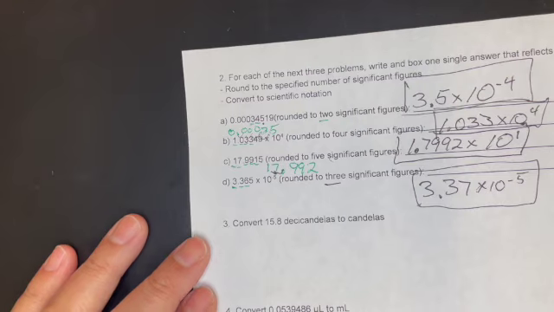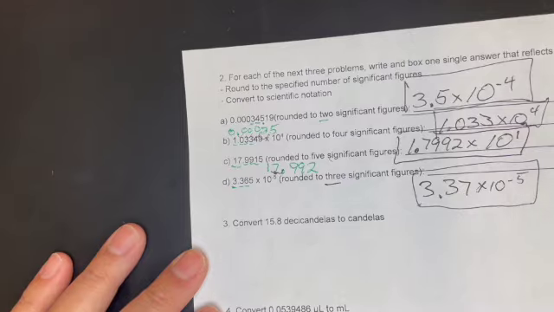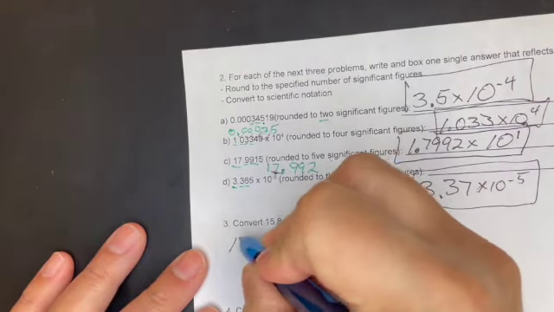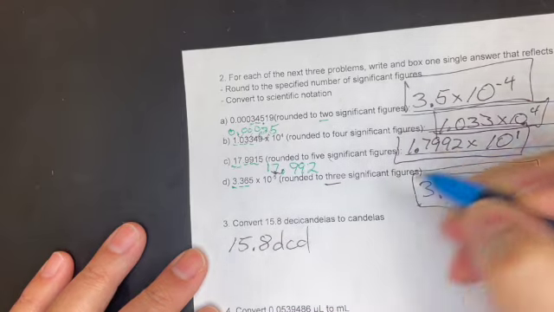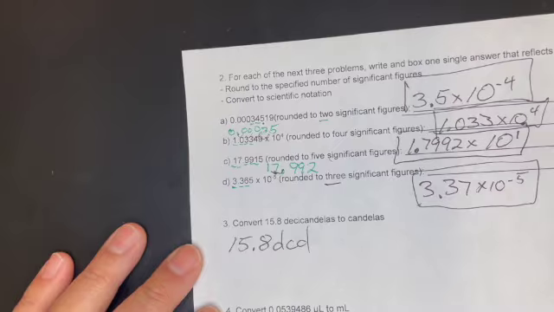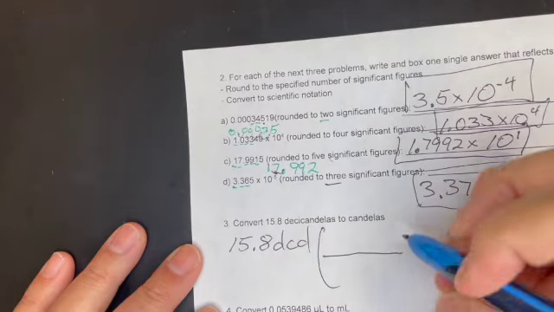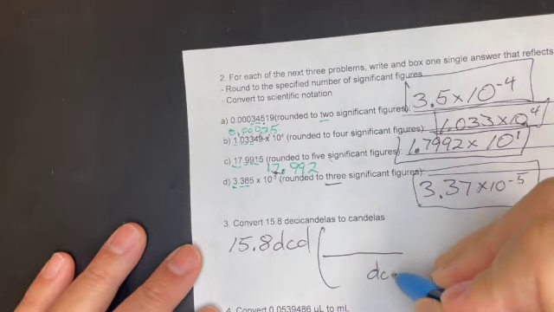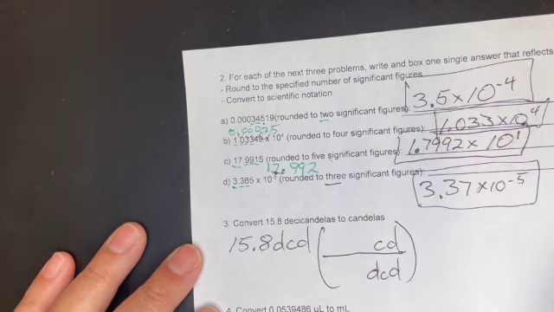Now, for the next problem, we are going to convert 15.8 decicandelas to candelas. All right, so we're starting out with 15.8 decicandelas, and in the end, we want to get to candelas. Well, we've got to convert the deci into regular candelas. We're going to put decicandelas on the bottom, so they can cancel, and regular candelas on top, because that's what we're looking for.